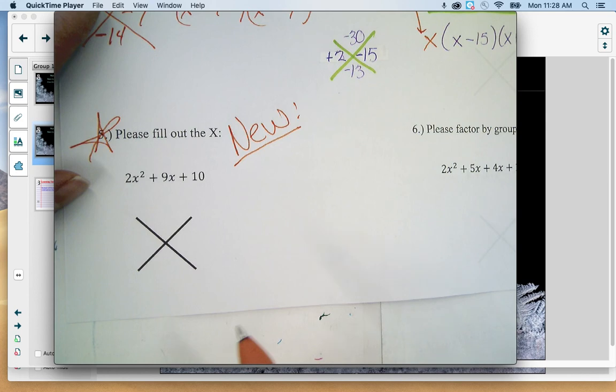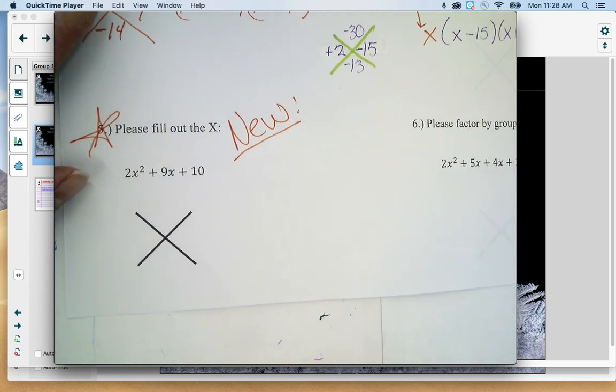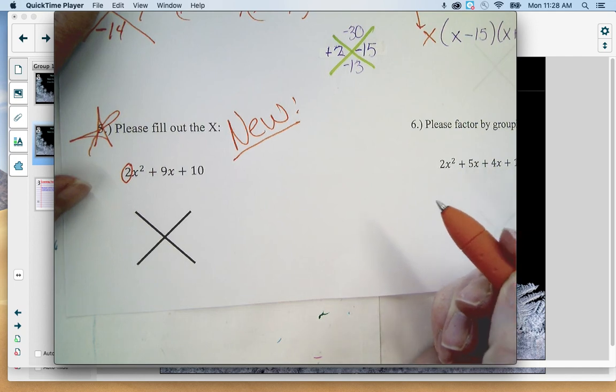What would go on the top of the X? 20. Where are you getting 20? I don't see a 20. Raise your hand and tell me. I agree. It is 20 going on top. But where are you getting 20? I don't see 20. Joel? Because of the 2x squared, usually there would be a 1, but instead it would be a 2.